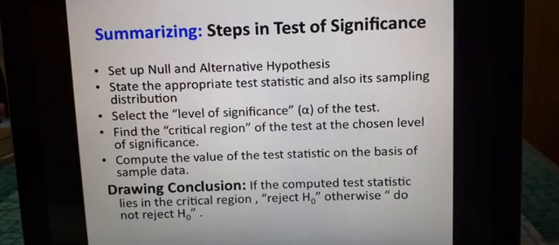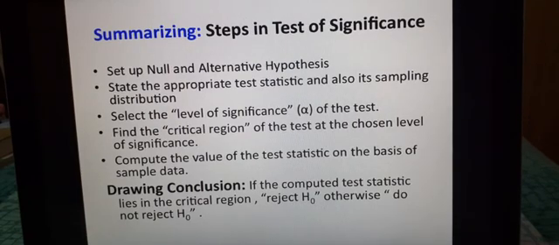Now, summarizing the steps in the test of significance. In the process of learning, for understanding the test of significance, we have got an understanding of what is alpha, what is beta, what is type 1 error, type 2 error, what is p-value, what is critical value, what is critical region, and now, summarizing all those things, how can they be helpful for drawing the conclusion for which we are waiting. Let us see. First, set up a null and an alternative hypothesis. Second, state the appropriate test statistic and also its sampling distribution.